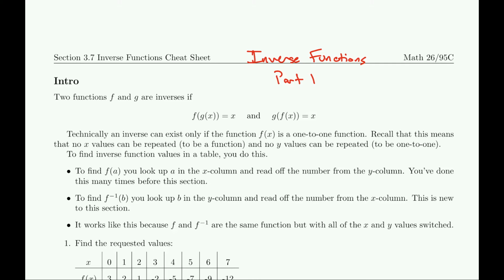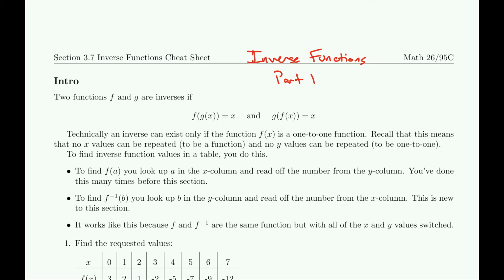Hello, everybody. What we're going to be looking at today is section 3.7 in your book, which is inverse functions. This is going to be part one of a two-part lecture on this topic. We're not going to cover everything in this one video. What we are going to cover in this video is pretty much the easier type of problems, with not too much algebra yet, and some of the definitions that you don't really need to use very much.